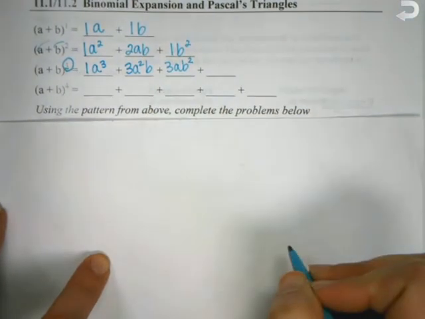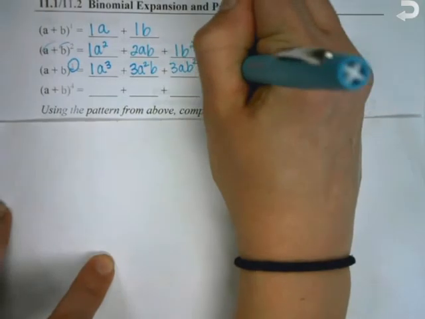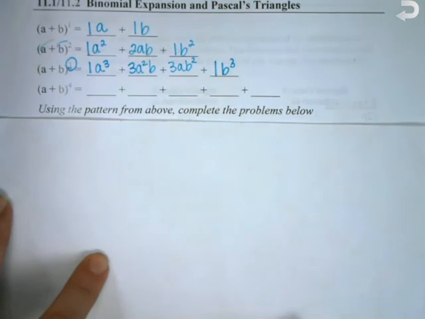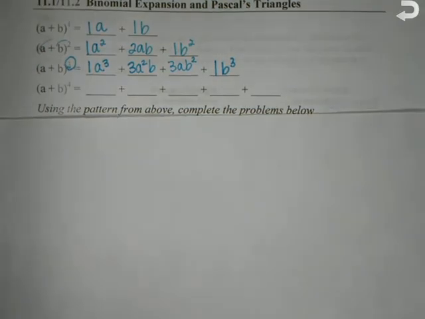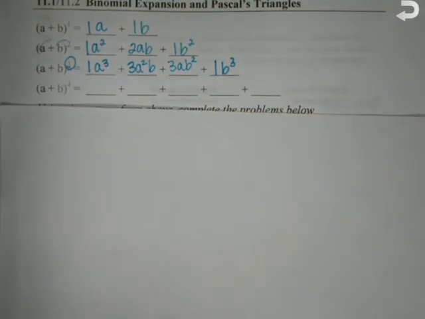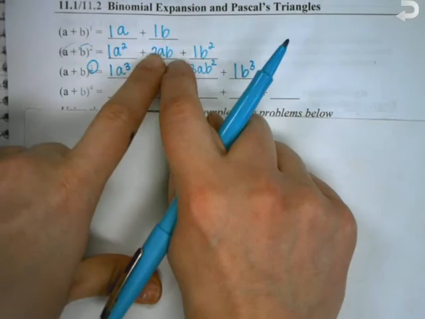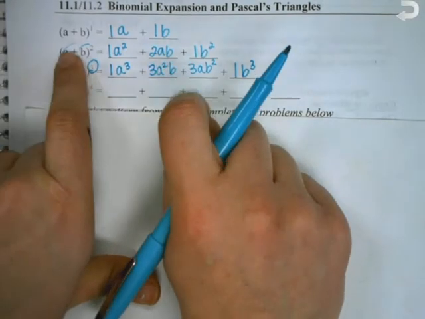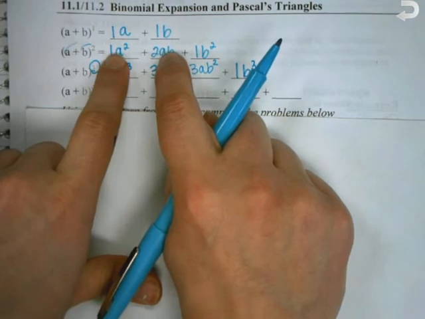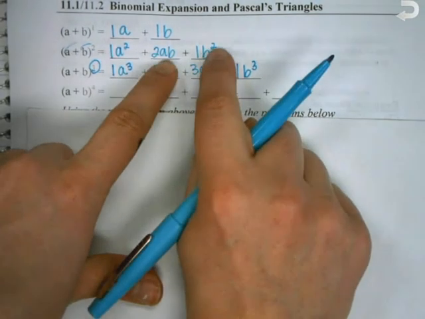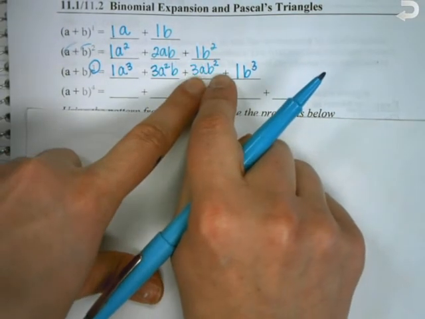Do you guys see any patterns so far? Yes. What? You're just adding the first one to the second. We're just adding them together, right? What's 1 plus 1? 2. What is 2 plus 1? 3. And 2 plus 1? 3. 2 plus 1 again. Okay. So what do you think a plus b to the fourth is?